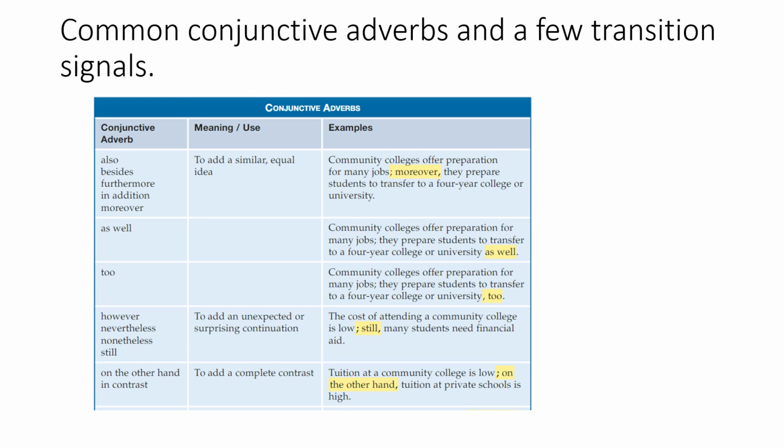We use however, nevertheless, nonetheless, and still to add unexpected or surprising information. For example, the cost of attending a community college is low. Still, many students need financial aid. We use on the other hand and in contrast to add a complete contrast. For example, tuition at a community college is low. On the other hand, tuition in private schools is high.